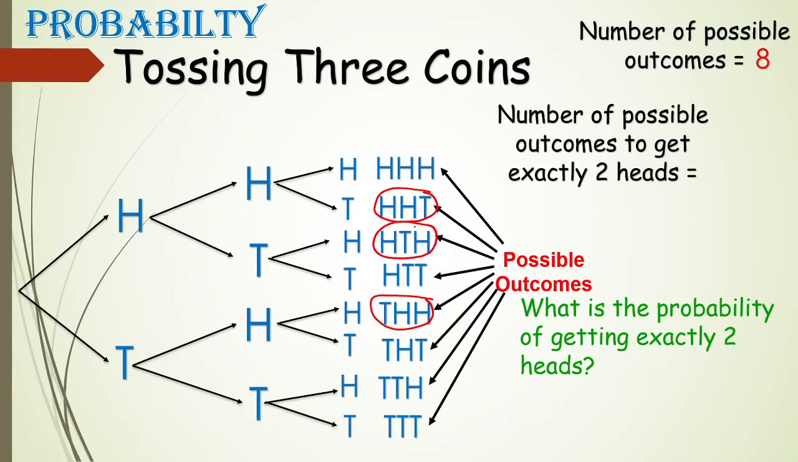HTH. Are there any other outcomes there that contain exactly 2 heads? None. So meaning we only have 3 for our favorable outcomes. And that would be HHT, HTH, THH. And what will be the probability now?